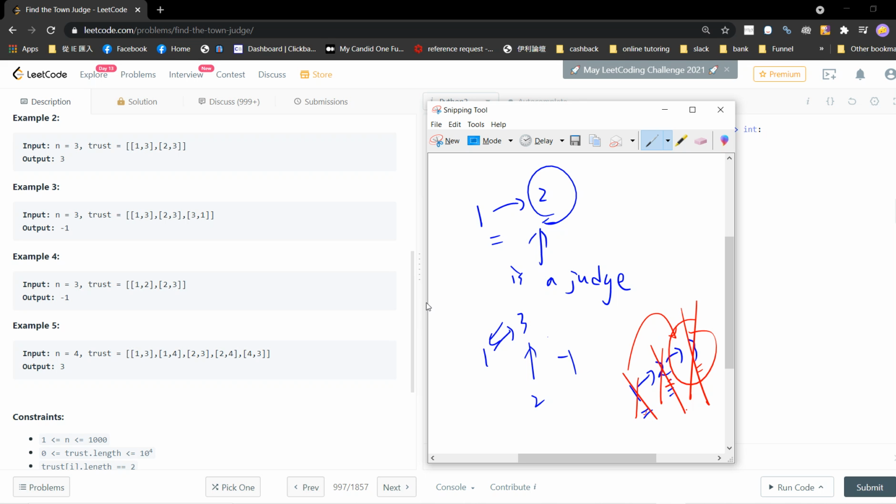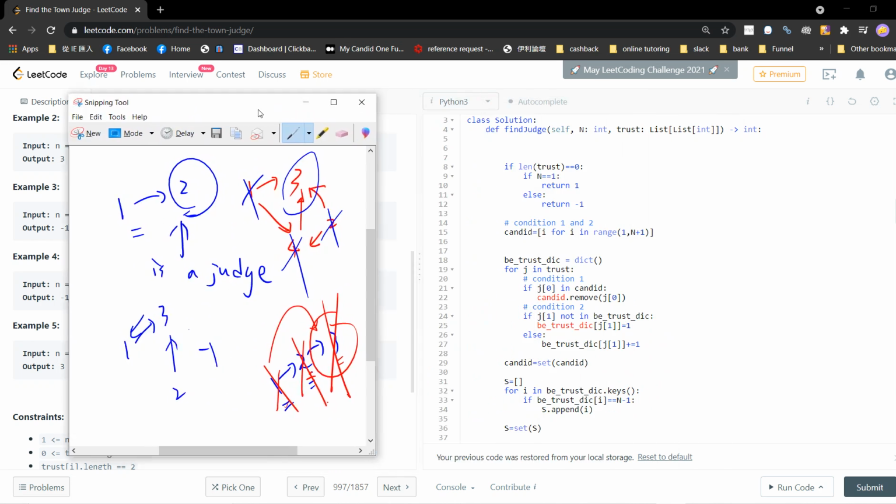And you can also check this one, which is a little bit difficult. Basically, 1 trusts 3, 1 trusts 4, 2 trusts 3, 2 trusts 4, and then 4 trusts 3. So you see, 1 cannot be a judge, 4 cannot be a judge, 2 cannot be a judge. The only one who can be a judge is number 3. Okay, so let's see how to solve this.